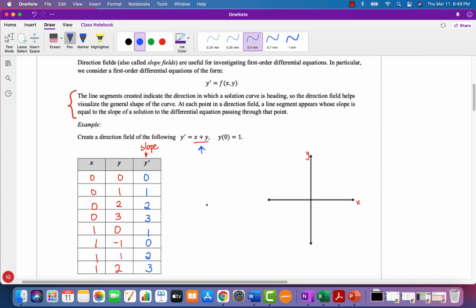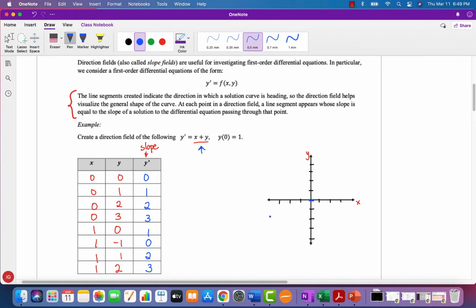Alright, now the fun part comes when you have to graph this. Okay, so here I'm going to label my x and my y axis. We're not doing that many numbers, but might as well have an idea. Okay, so if I'm going to graph the first slope, which is at 0, 0, that will be at the origin, right, 0, 0, and my slope is 0. So my slope of 0 is a flat line.